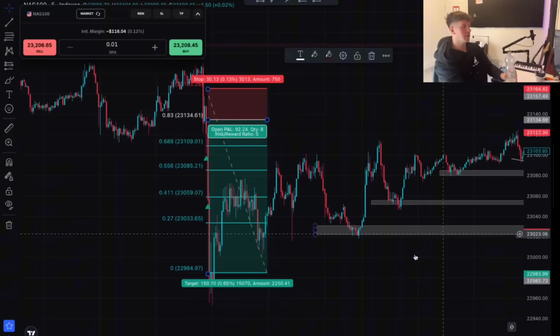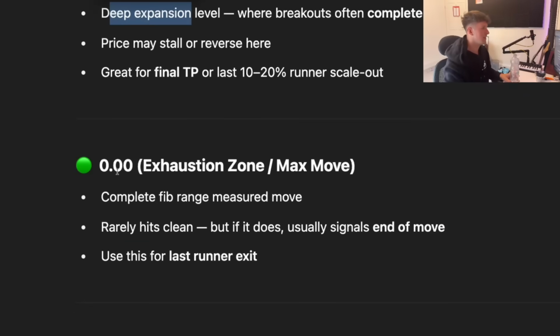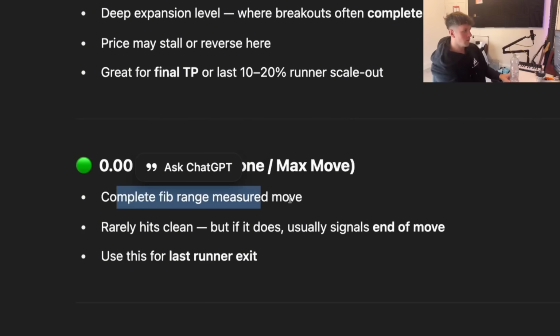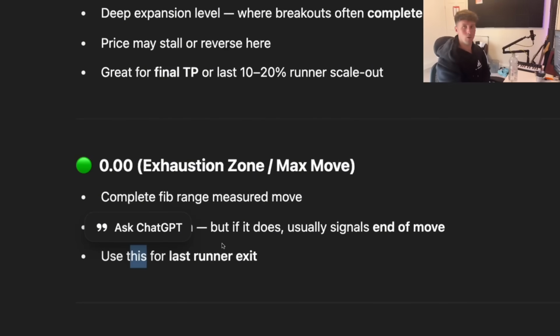It's the only take profit zone in the entire Fibonacci that Mamba uses that is actually a rounded 1 to 2, 1 to 3, 1 to 4, 1 to 5R, right? It's the only one that's rounded and makes sense at first. But essentially, this is the exhaustion zone. This is the max move, complete fib range moved, measured move. Rarely hits clean, but if it does, usually signals the end of a move. And use this for last runner's exit.